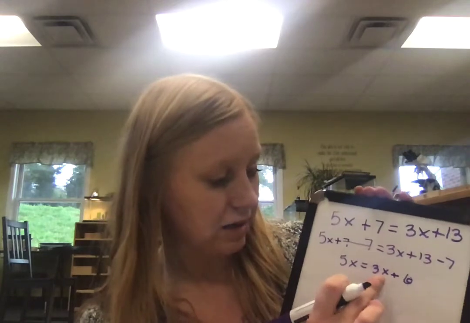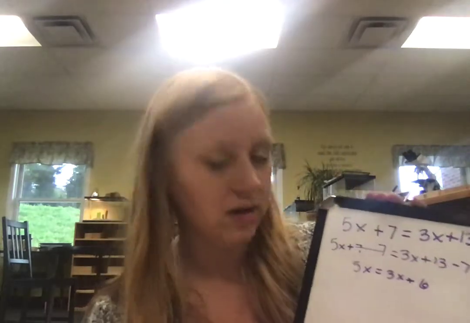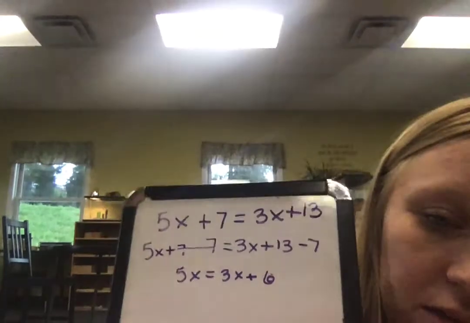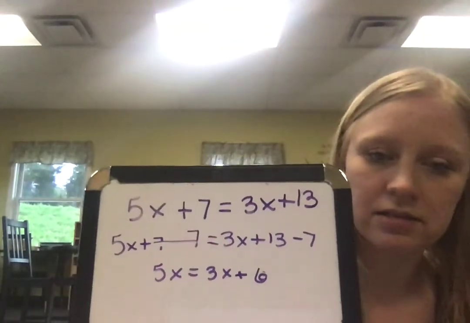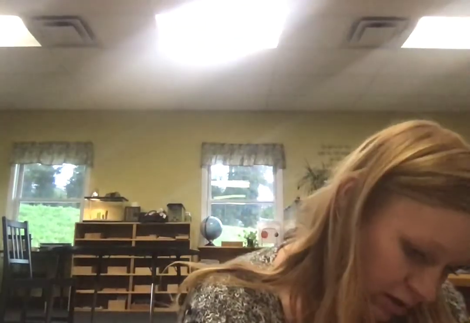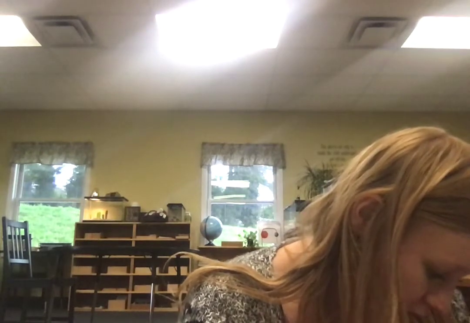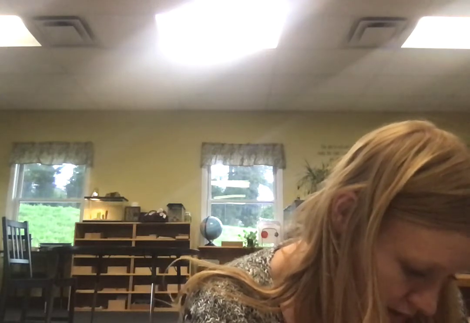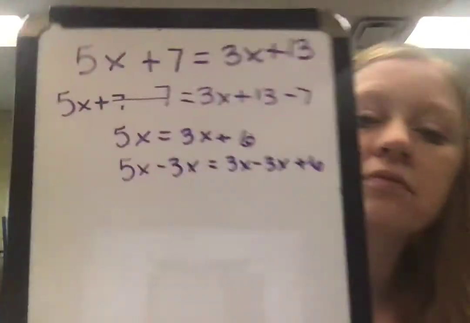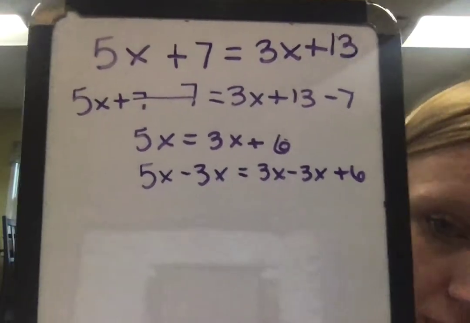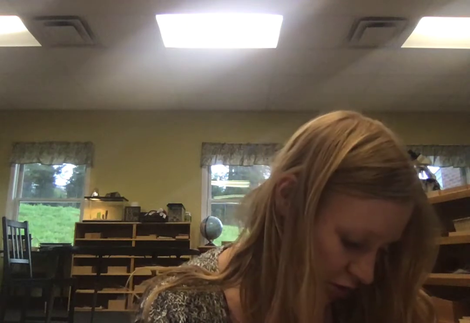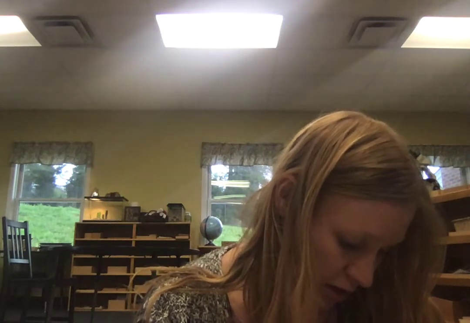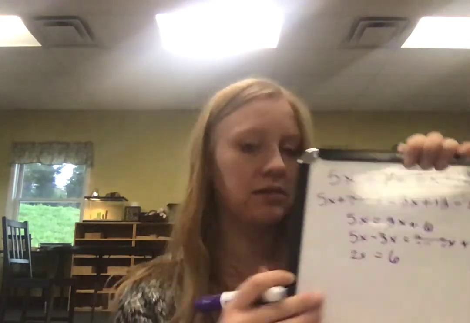Okay, now I need to get my 3x over to this side. Right now I have positive 3x. What's the opposite of adding 3x? Subtracting 3x. 5x - 3x = 3x - 3x + 6. 5x minus 3x gives me 2x, equals 3x minus 3x gives me 0, plus 6. 2x = 6.